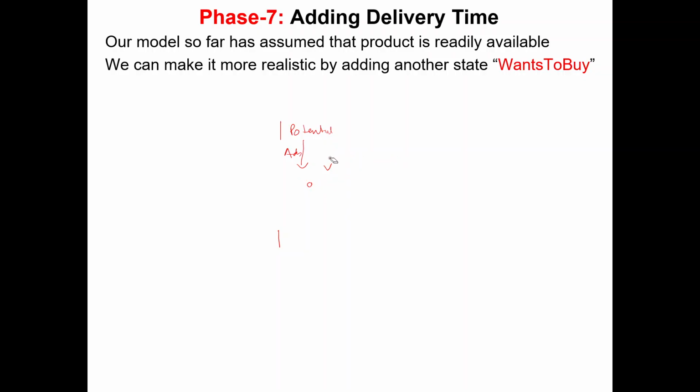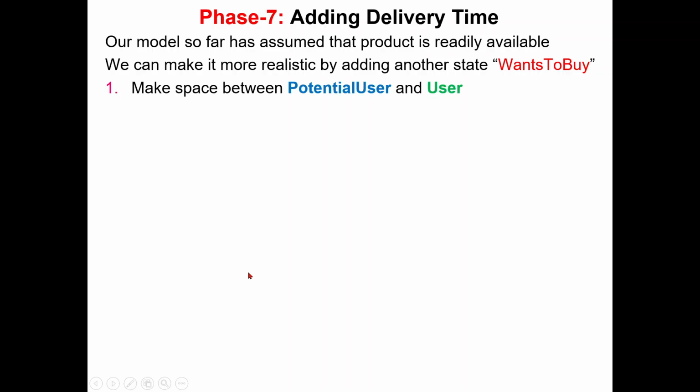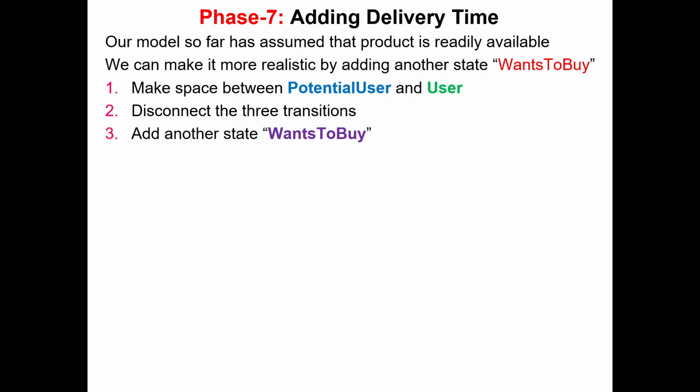So for doing this, we already have two states, potential user and the user state. So the steps for doing this are, I'm going to show you the steps. We will make some space between the potential user and the user state. We will disconnect the transitions.